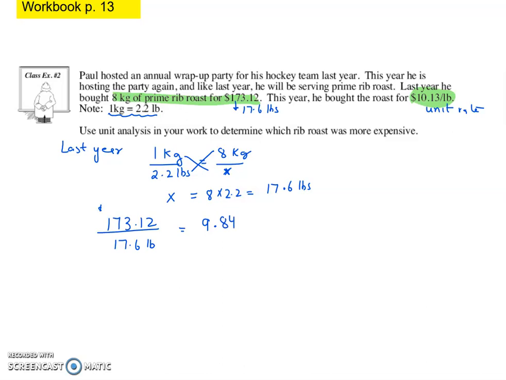So what does that represent? It's $9.84 per pound, for every 1 pound. That was last year's cost. This year's cost is $10.13. So I can definitely tell that this year was more expensive.